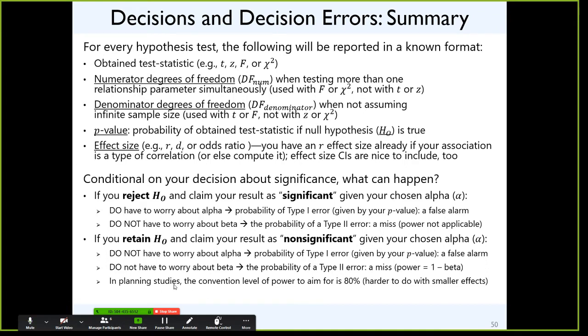And in planning studies, what you want to be able to predict is how many people you need to have an acceptable power rate. 80% power corresponds to a 20% type 2 error rate. 20% rate of misses. 80% rate of hits.